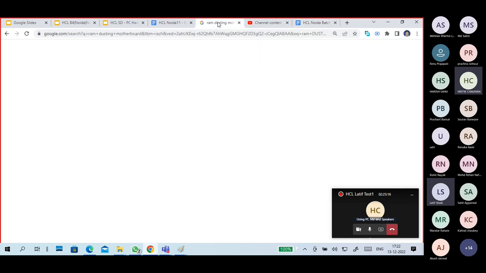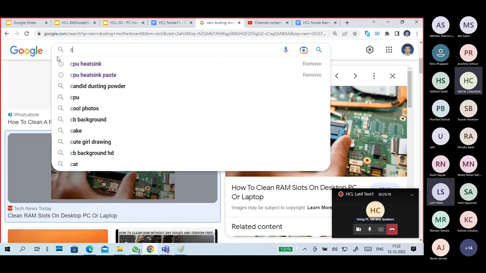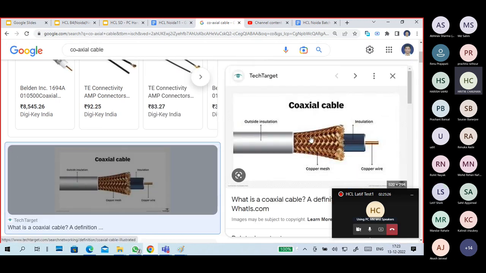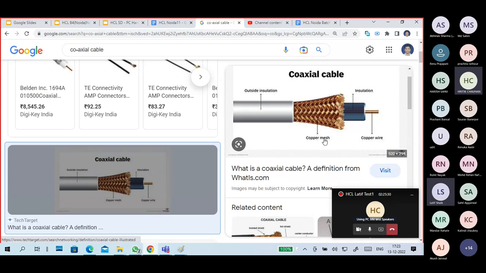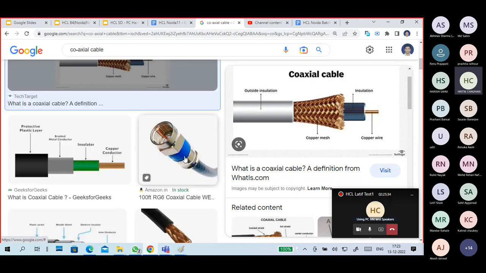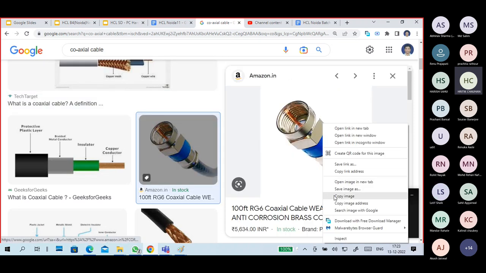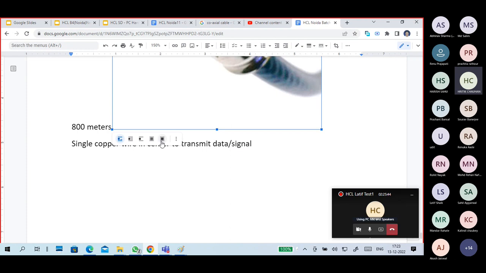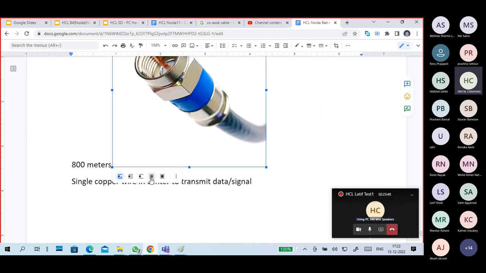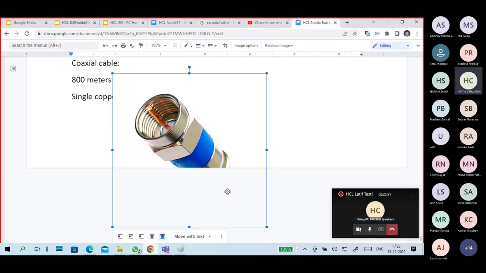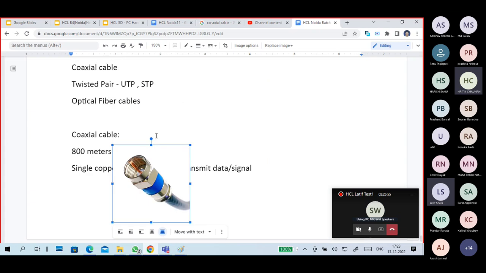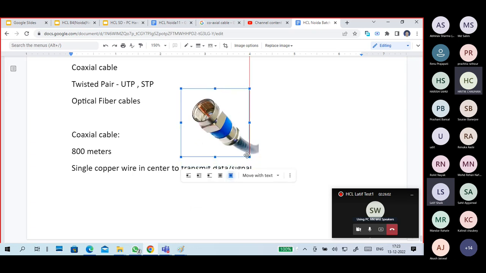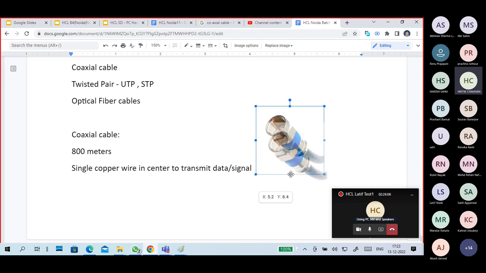Okay, so you want to see how coaxial cables look like this. So these are the coaxial cables: central copper cable, insulator, copper mesh, outside insulator. Sir, what is that 800 meters? Is it length or what? Length of the supporting distance. So you can transmit data up to 800 meters with the coaxial cable. Okay, sir.